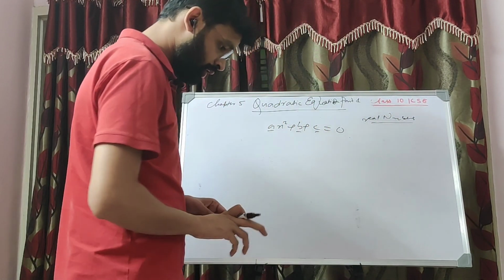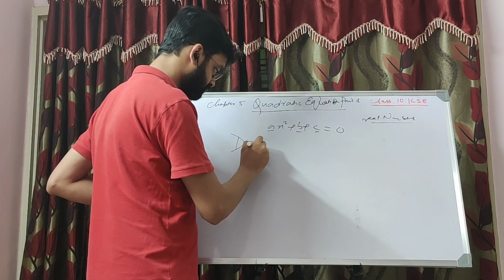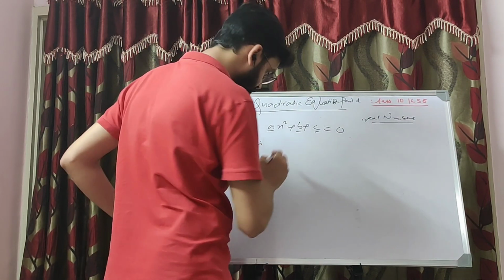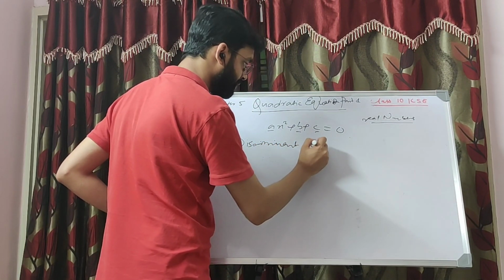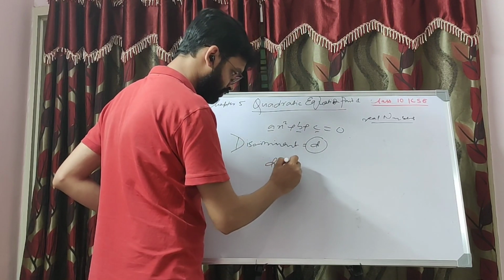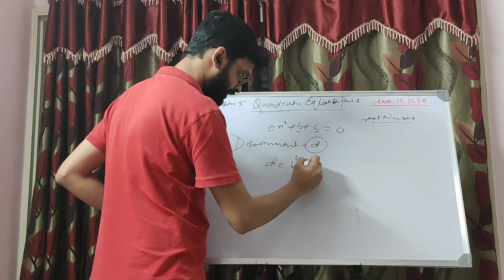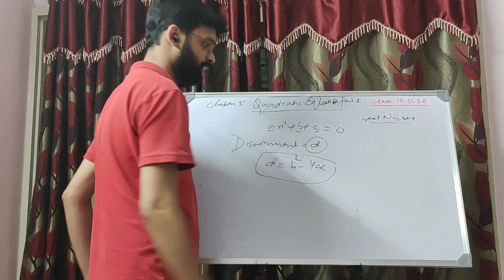Okay, so have you heard about the term discriminant? Discriminant. It is usually denoted by D, and D is equal to b square minus 4ac. So this is the discriminant.